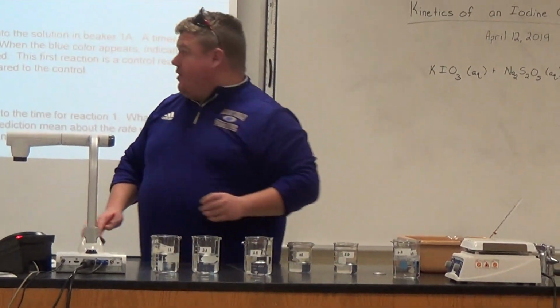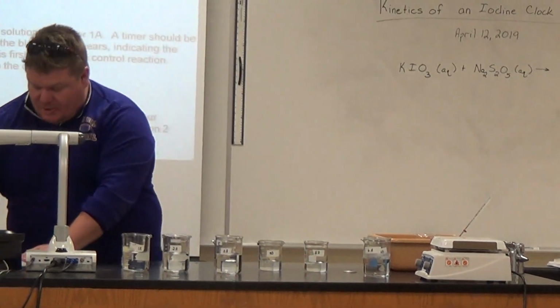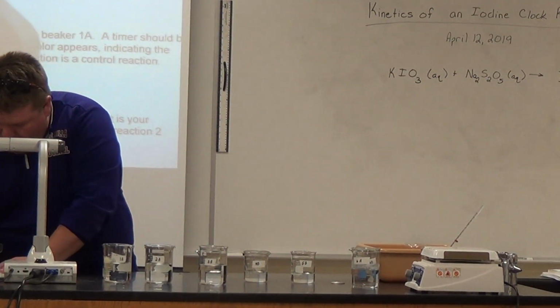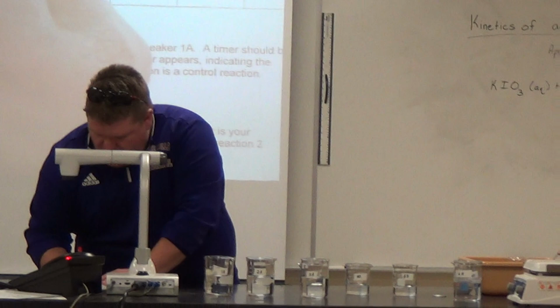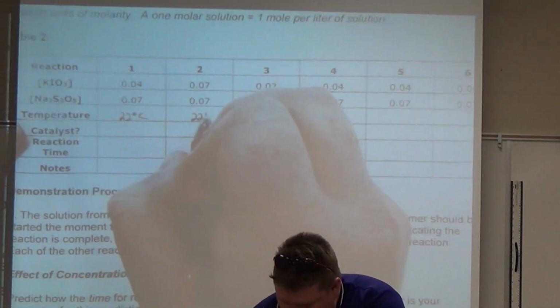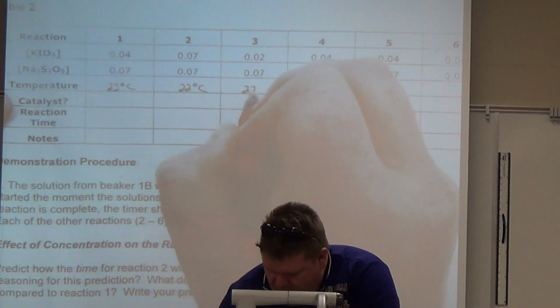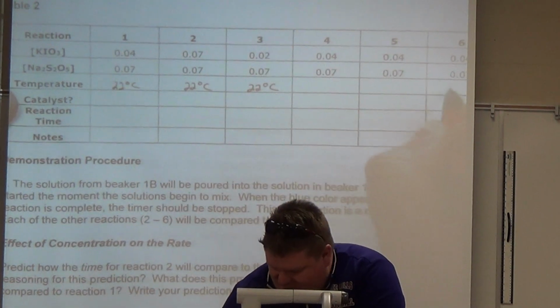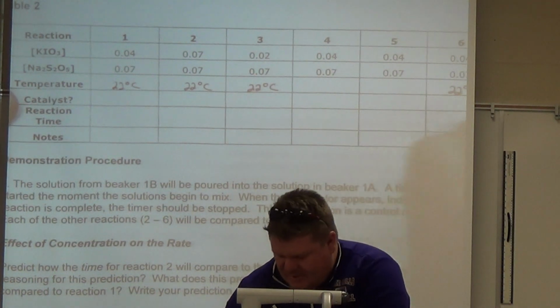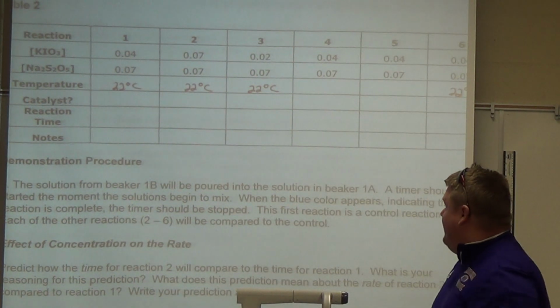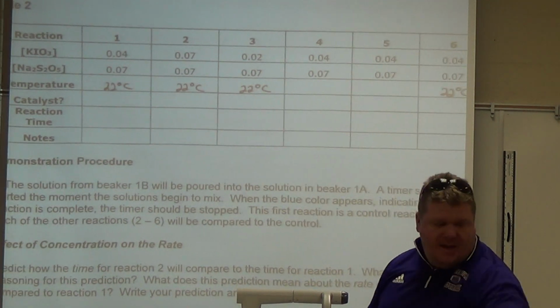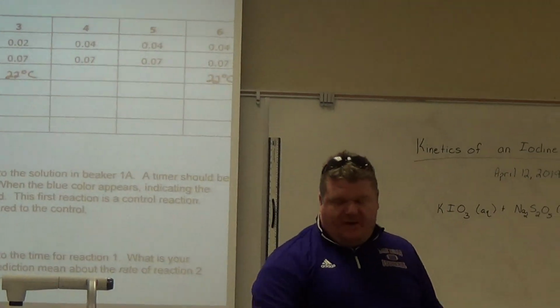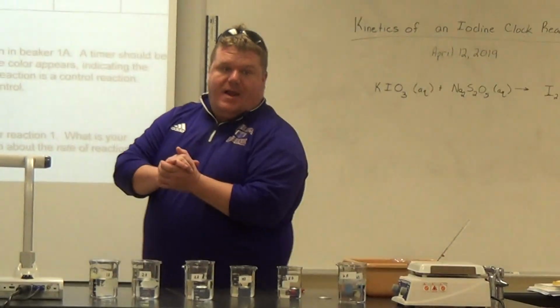So for the temperature, for numbers 1, 2, 3, and 6, you can go ahead and write 22 degrees Celsius in for each of those, because those are all at the same temperature. For 4 and 5, we have varied temperatures. Okay, so we are ready now.